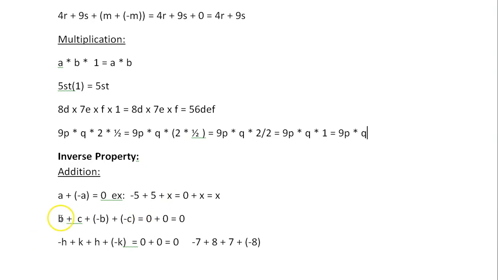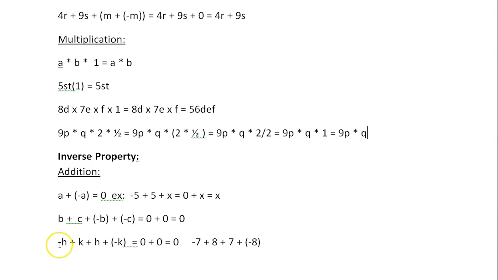Same sort of thing here. I've got my B plus C plus the opposite of B plus the opposite of C. And again, that's going to get us all to 0. So we're going to match those opposites up with the original number, and that's going to get canceled out. So you're going to have a B and a negative B go to 0, and you have the C and the minus C go to 0.